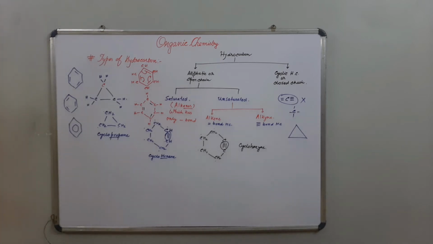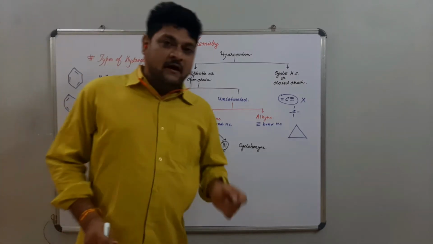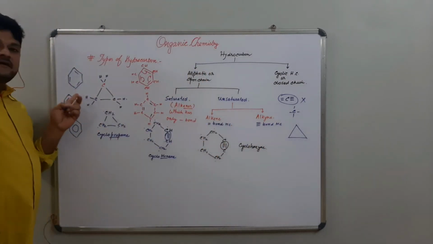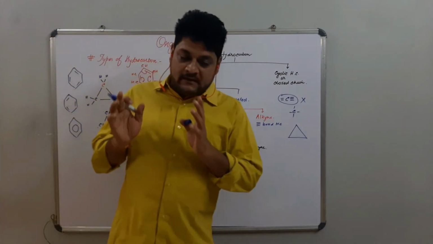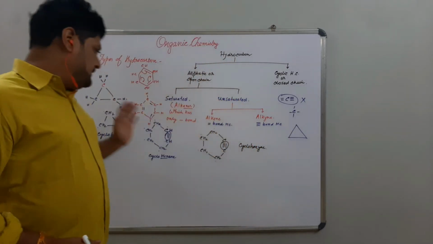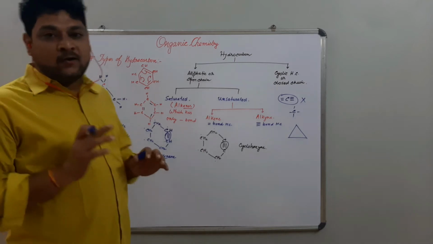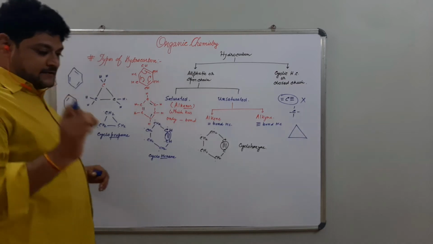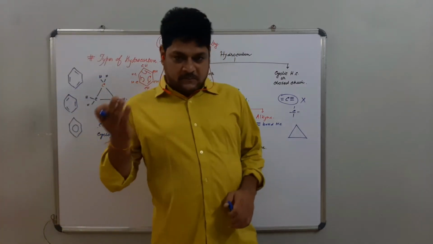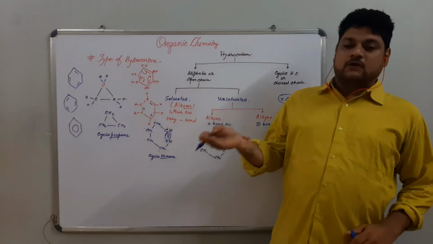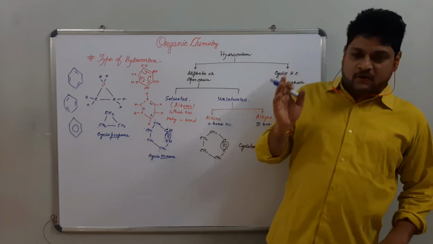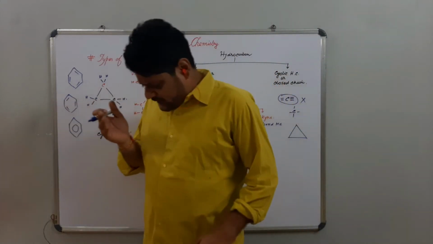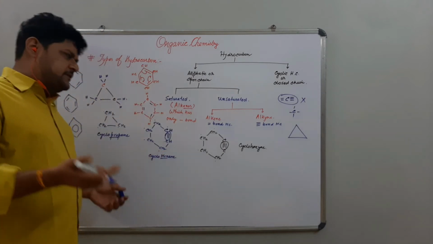Okay, now some basics. If this type of ring can associate with any other groups, then it has a property called aromaticity. Aromaticity means it gives some smell. Naphthalene, phenol, toluene are very common aromatic compounds which we use in our daily life.